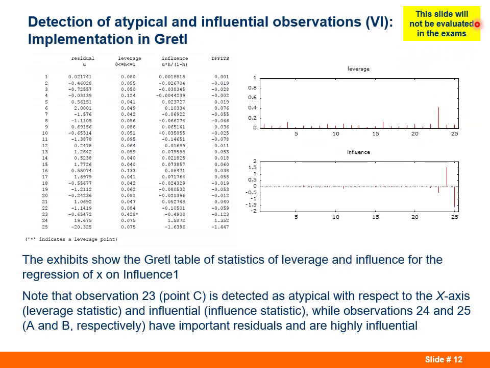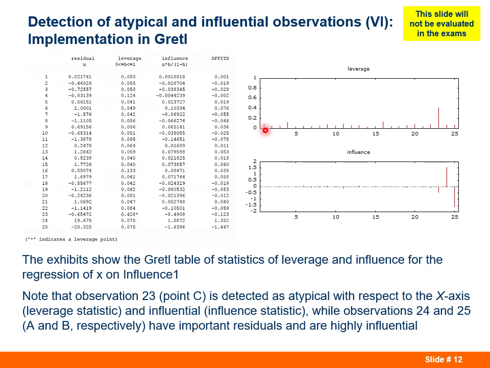This slide, which again will not be evaluated in the exams, is devoted to explaining how Gretl implements the detection of atypical and influential observations. When applied to the standard case that we are using time and time again in this lesson, we have 25 observations. We have the residual for each data point. We have here the leverage coefficient with a star in this case. We have an influence measure here and the DFFITS coefficient here. And this is a display of these statistics.